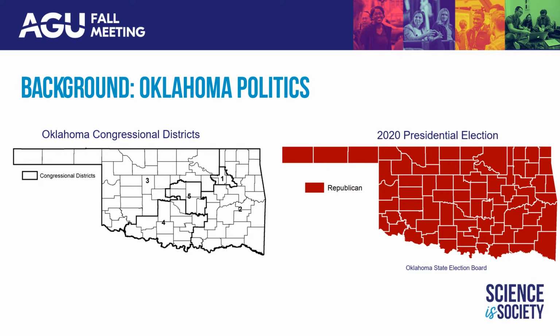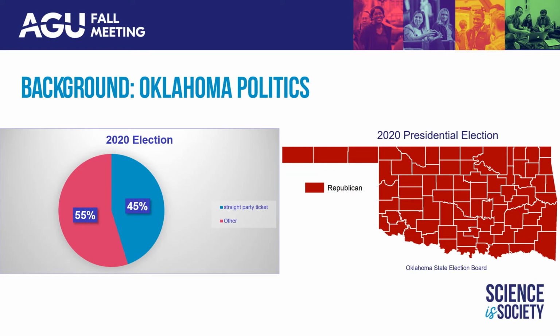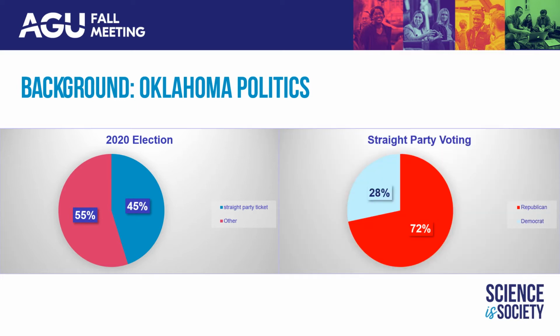And in the 2020 general election, it was a record-setting year for the highest number of Oklahomans to vote using the straight party option. So this meant that about 45%, or 710,200 voters, voted using the straight ticket option. And of using the straight ticket option, about 200,000 Oklahoma voters, or 28%, were Democrat, and about 510,200, or 72%, were voting Republican.